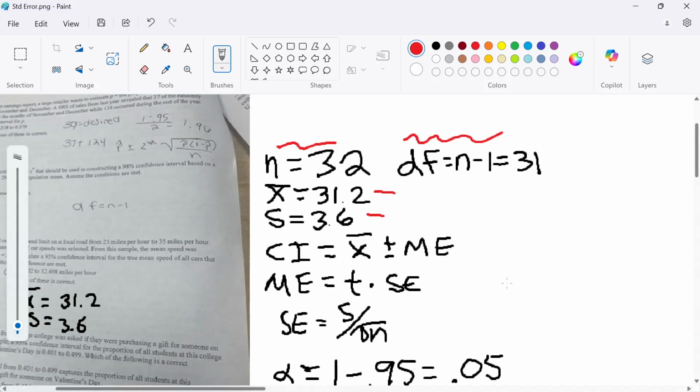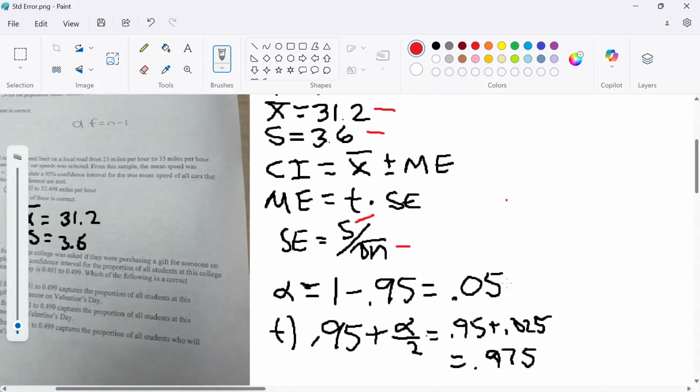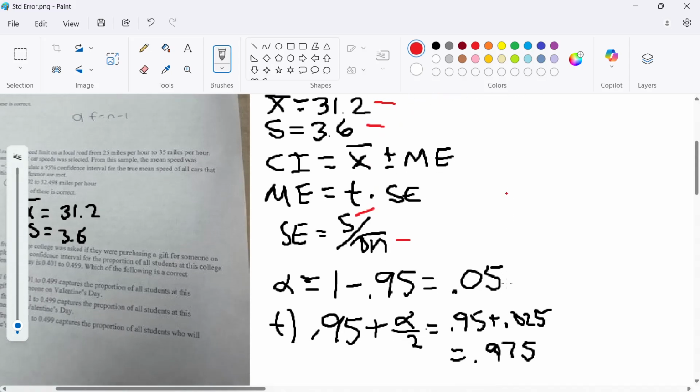Now, I have to find the confidence interval, which is going to be the sample mean plus or minus the margin of error. How is the margin of error calculated? The margin of error is the t-score, or the critical t-value rather, times the standard error. How is a standard error calculated? Standard error is the sample standard deviation divided by the square root of the sample size. I'm going to need this value to find the t-score.